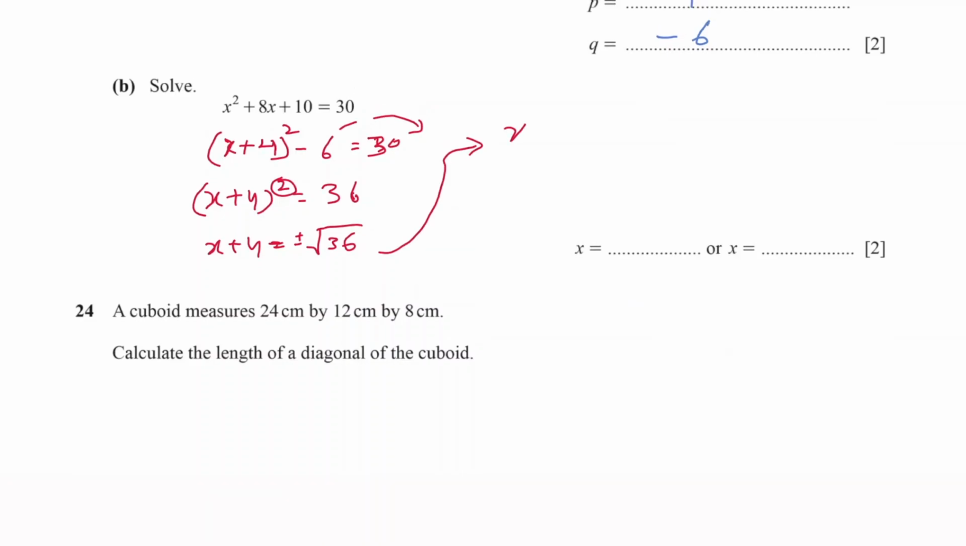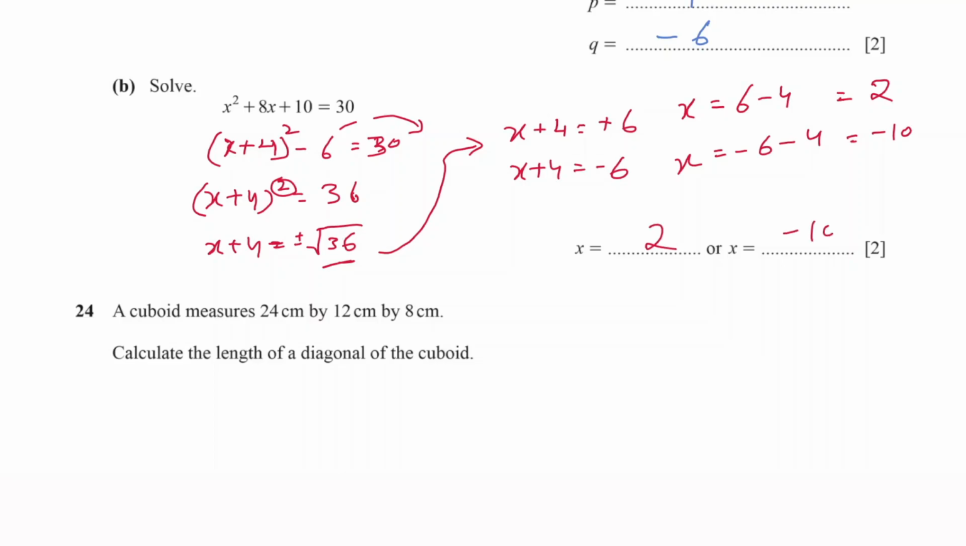So we get x plus 4 equals plus 6, since the root of 36 is 6, and x plus 4 equals minus 6, because we have to take both signs. For the two values, we get 6 minus 4, and the other value is minus 6 minus 4. So the first value of x is 2, and the other value of x is minus 10. Minus 6 minus 4 is minus 10. I hope you understand this question.